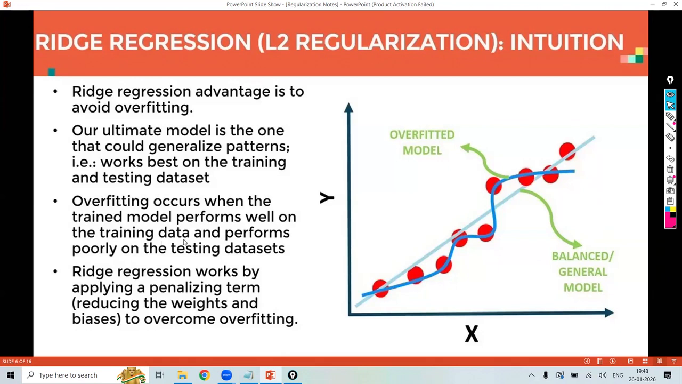Training is very high, but testing is low. That is only called overfitting, right? That is the problem. Now, ridge regression works by applying a penalty to overcome this.